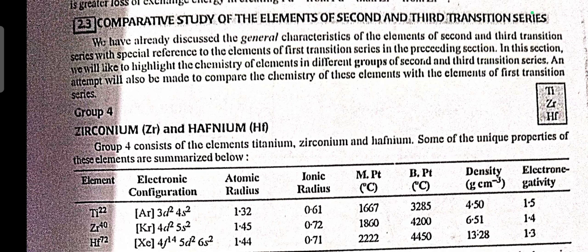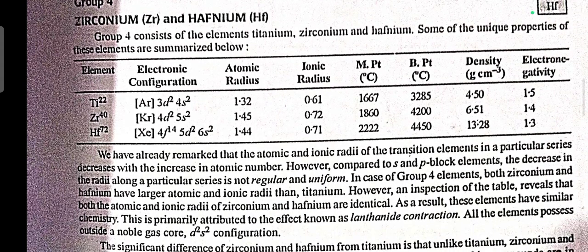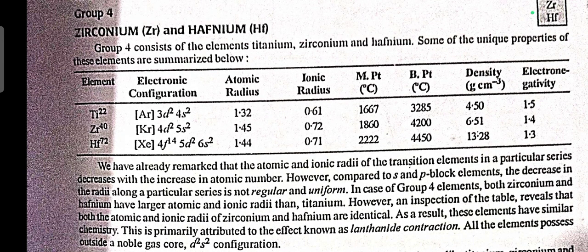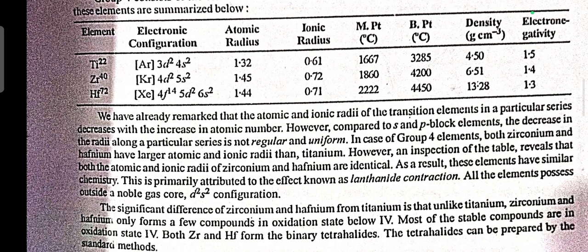Comparative study of the elements of second and third transition series. We have already discussed the general characteristics of the elements of second and third transition series with special reference to the elements of first transition series in the preceding section. In this section, we would like to highlight the chemistry of elements in different groups of second and third transition series. An attempt will be made to compare the chemistry of these elements with the elements of first transition series. Zirconium and hafnium. Group 4 consists of the elements titanium, zirconium, hafnium. Some of the unique properties of these elements are summarized below.